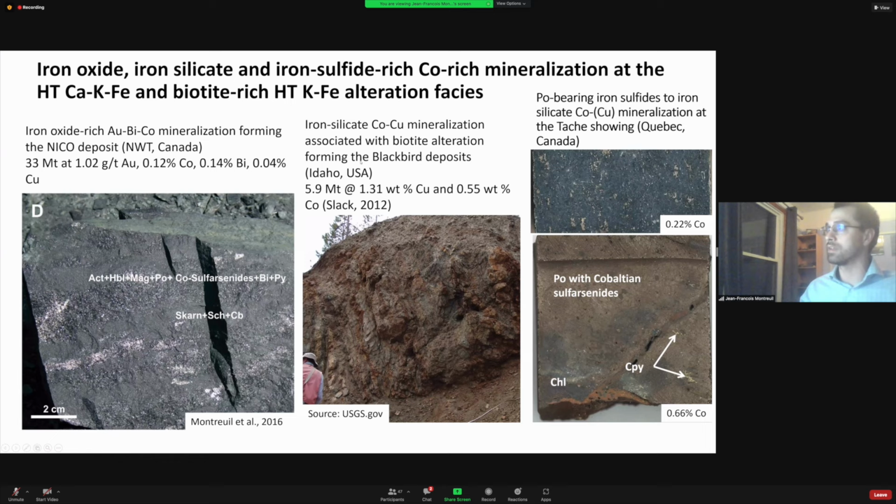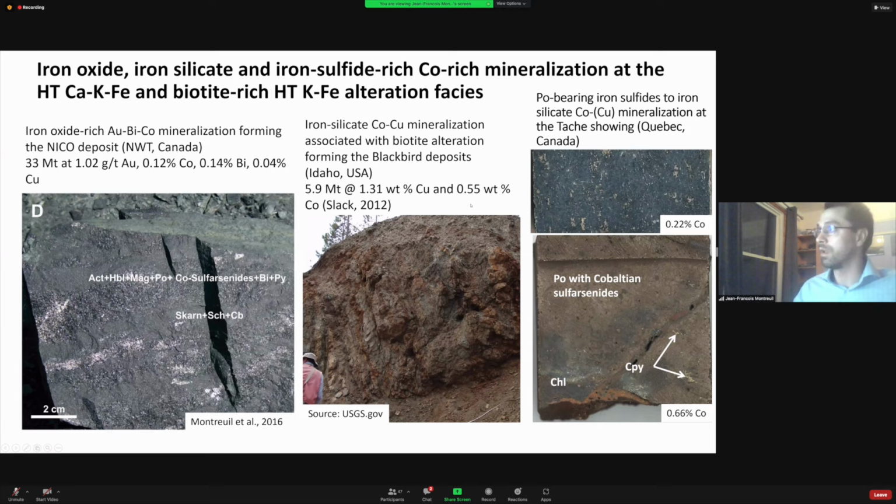So in this case, there are zones of significant iron oxide alteration, but cobalt and copper mineralization themselves are especially decoupled. So they don't occur with strong iron oxide alteration, more with strong iron silicate alteration. And then in here, an example from the Romanet Horst in Quebec, where cobalt is actually associated with iron sulfide, very strong iron sulfide and no iron oxides. And then we transition from iron silicate dominated to iron sulfide dominated.